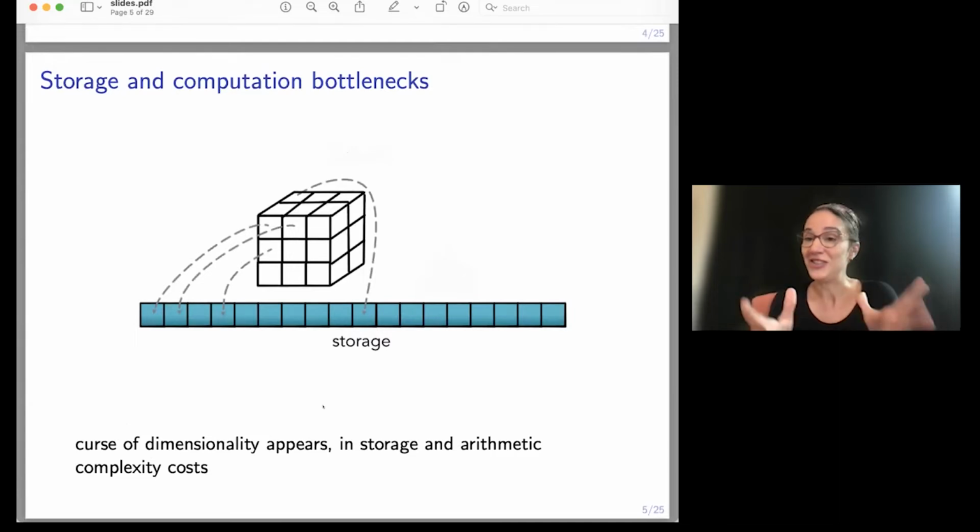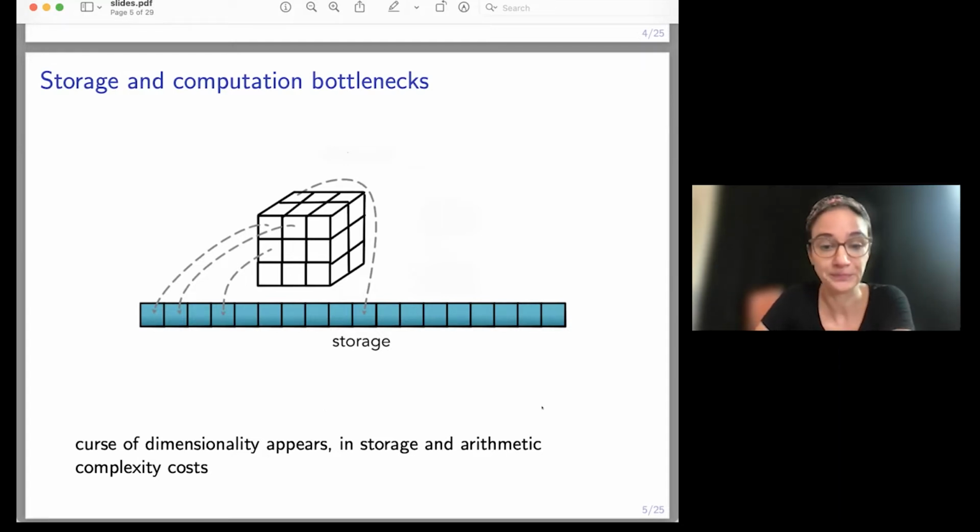Now, as you can see from this three-way tensor, the storage and computational bottlenecks increase exponentially with the degree of the tensor, and we quickly approach the curse of dimensionality, both in trying to store these structures and then do computation with them.